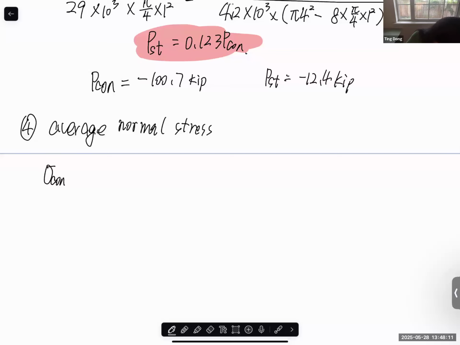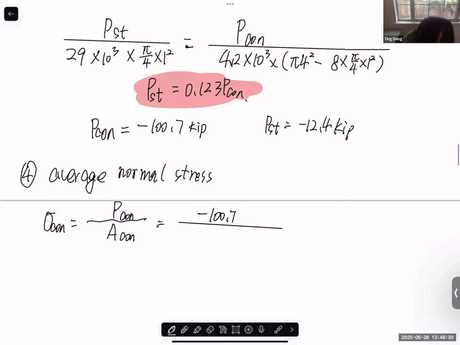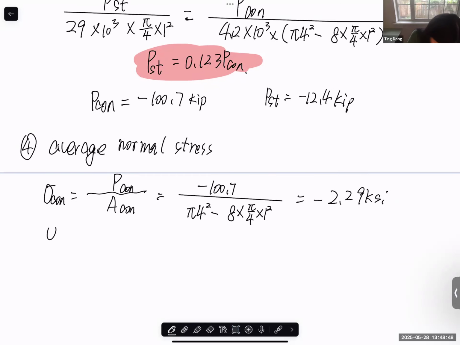And of course, for the concrete, the stress equals the internal force in the concrete over the cross-section area of the concrete, which is negative 100.7 over the cross-section area, which is this part. So this is equal to negative 2.29 ksi. Normal stress in steel equals the internal force in steel over the cross-section area of 1 steel, because the internal force we said is for 1 rod.